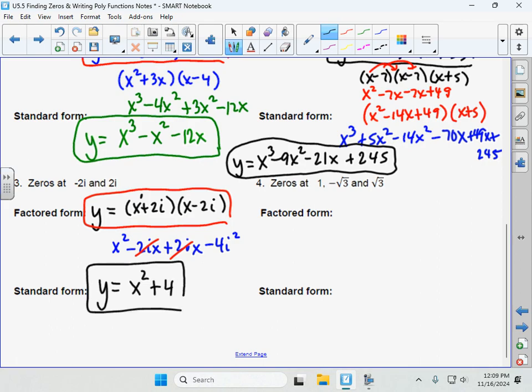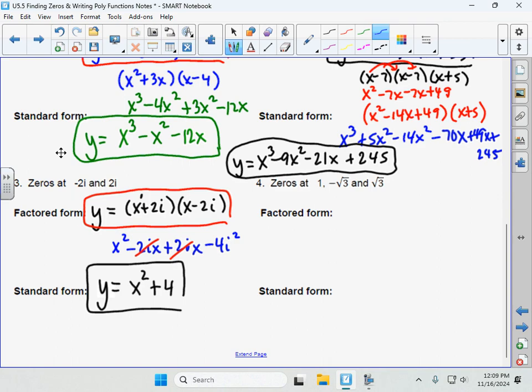Again, you can see this is a degree 2 polynomial. We have 2 factors, so that's degree 2. And there's 2 zeros that were given to us, and that means it's degree 2 also. All right, and last one, number 4. Our zeros are at 1, negative root 3, and positive root 3. Again, this has 3 zeros, so our degree is going to be degree 3.